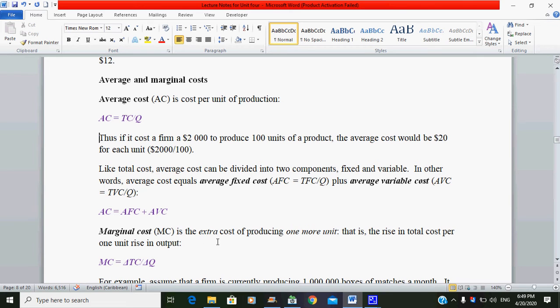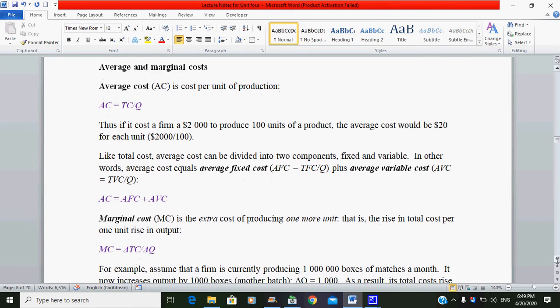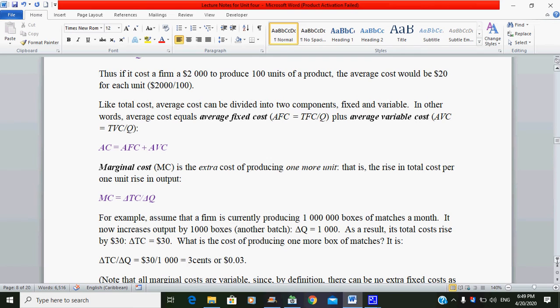AVC. Marginal cost now is the extra cost of producing one more unit. That is the rise in total cost per unit increase in output. So MC equals change in total cost divided by change in what? Quantity. For example, assume that a firm is currently producing 1 million boxes of matches a month. It now increases output by 1,000 boxes.